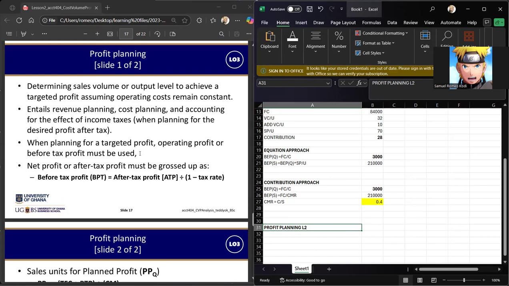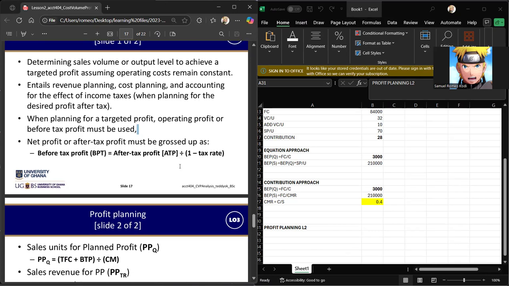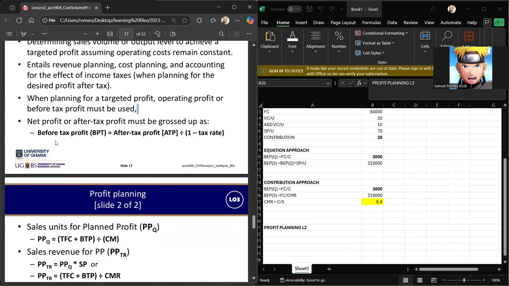As I said in the introduction, my favorite video, I spoke about this one. Always use the profit before tax. Anytime you have profit after tax, you have to net it off or gross it up. Net profit or after-tax profit must be grossed up. This is the format for grossing it up: profit before tax equals profit after tax divided by 1 minus the rate given to you in the question.